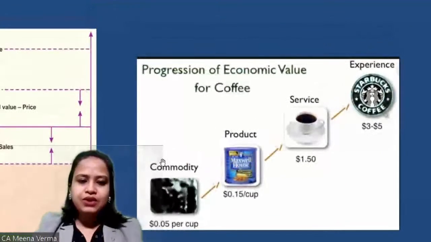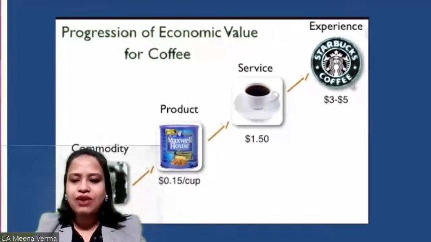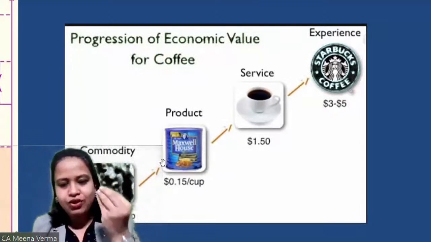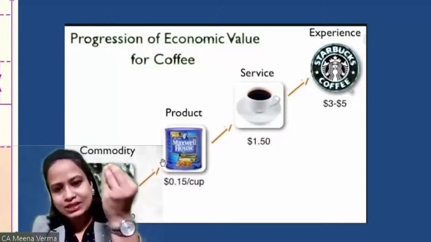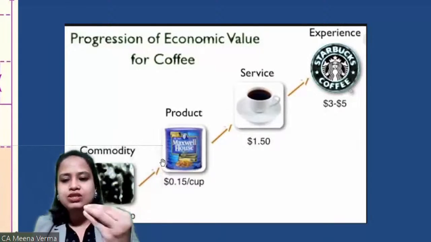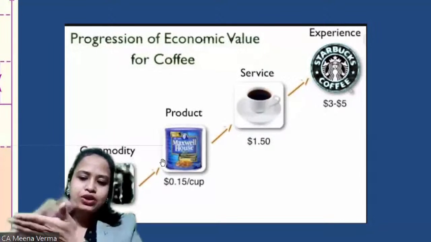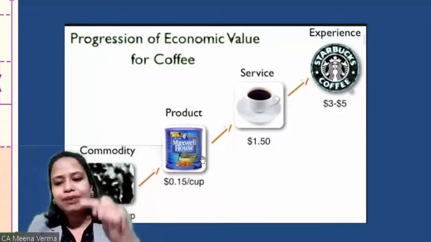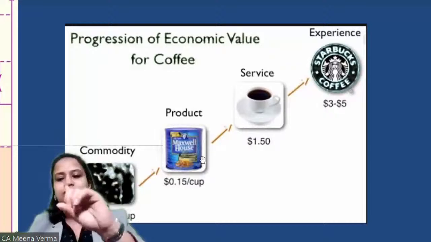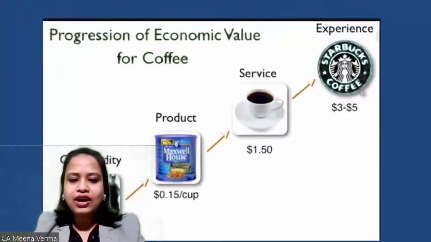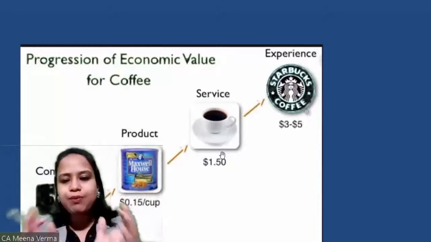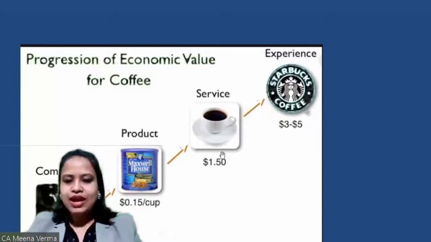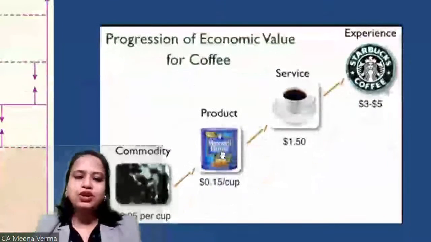For example, if you see here the progression of economic value of coffee, you can see that for raw coffee, the customer will pay you less. When you convert this raw coffee into dried powdered coffee packed in such a manner, since you have added benefit for the customer, the customer is willing to pay you more. Now again, from this powdered coffee, if you prepare a ready-made coffee to drink, you are increasing the benefit for the customer, and in such a case the customer is willing to pay you even more.